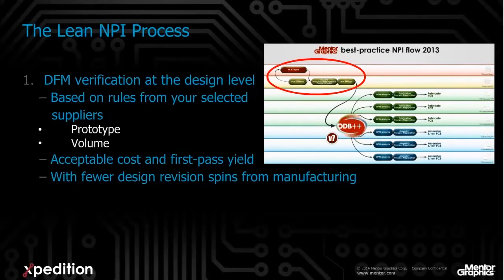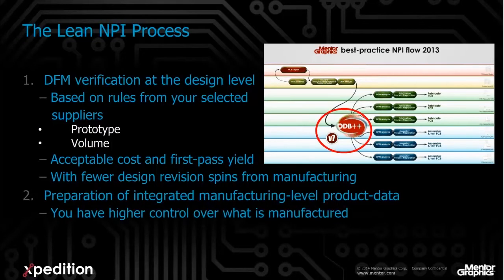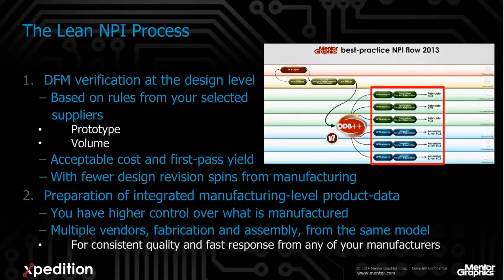Key aspects of the flow are verifying at the design stage that the product is manufacturable by all your suppliers with acceptable first-pass yield and cost, followed by handoff of a single integrated product model to the manufacturing process engineers for consistent manufacturing by any or all of your approved suppliers.